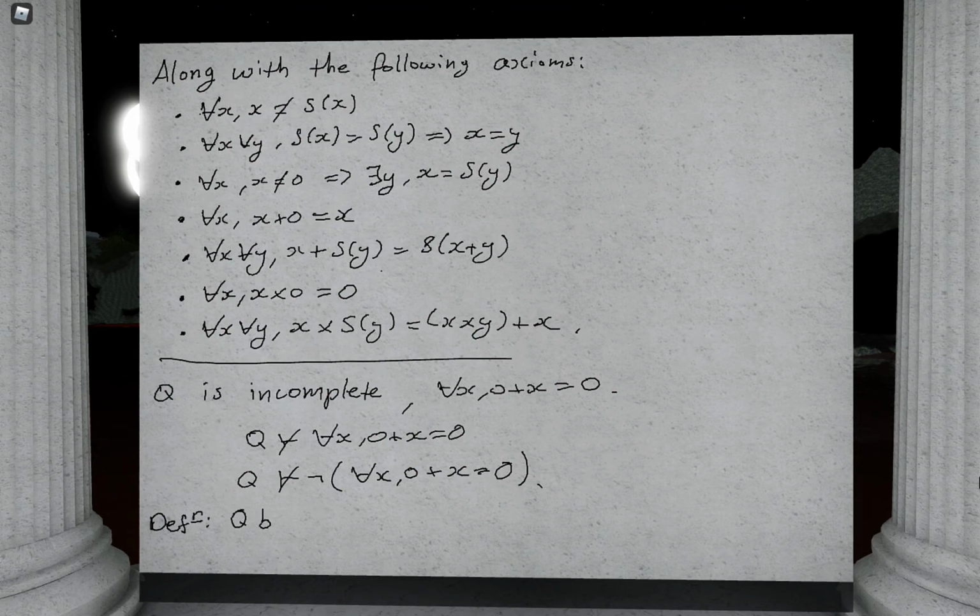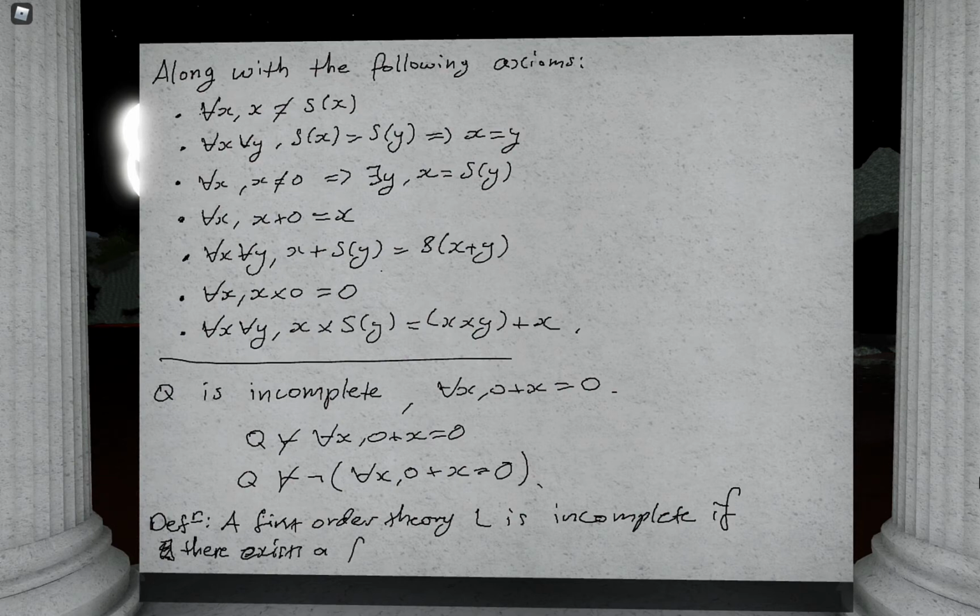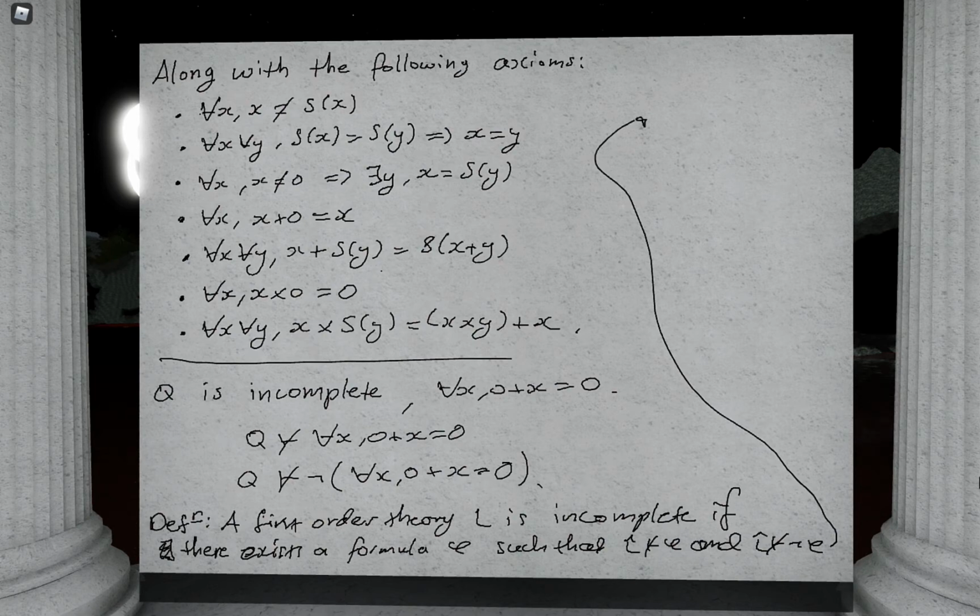So, a first order theory L is incomplete if, how to say this, if there exists a formula phi such that L hat does not prove phi, and L hat does not prove the negation of phi, where L hat is the set of all provable formulas.